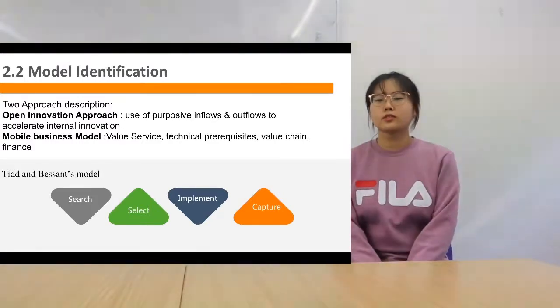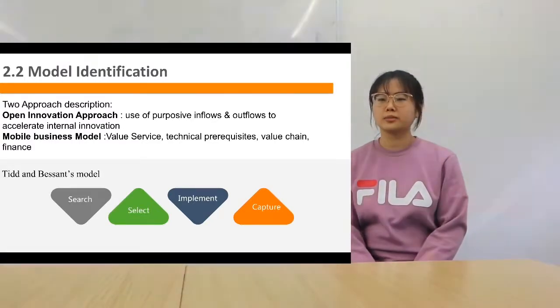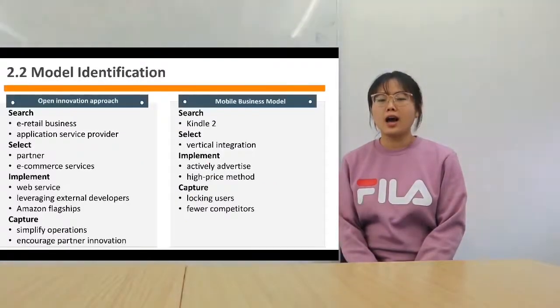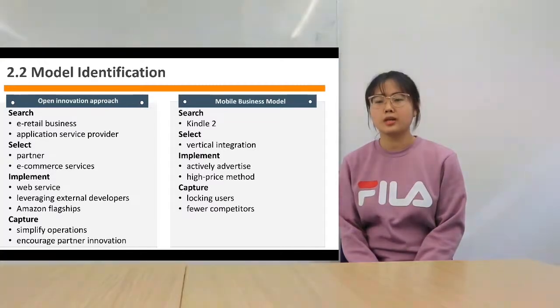Thank you, Dora. For the analysis, we want to use the Tidd and Bessant model. This model includes four steps: search, select, implement, and capture. Firstly, I will explain the open innovation approach. For the search for innovation chances, Amazon was not satisfied with its previous success because it wants the company not only to focus on its traditional e-retail business, but also to become an application service provider. So Amazon adopts a strategy to provide its partners with the knowledge to develop e-commerce services.